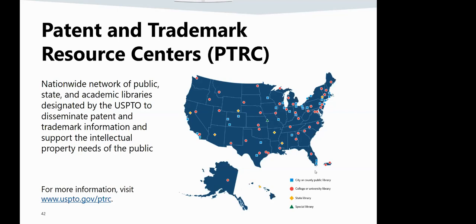For example, we talked about at the beginning the importance of doing that patent search. Many patent and trademark resource centers offer educational courses on how to really do an effective patent search. They have trained librarians that can help you through that process. And they've got a host of other resources that can aid you in filing the patent application or connecting you with local pro bono resources.